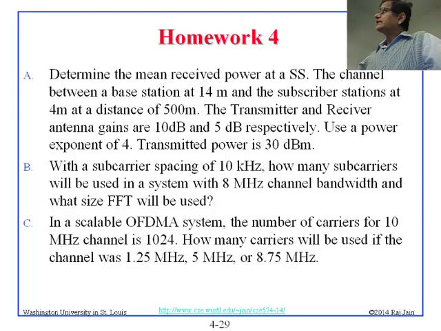Okay. This one is an OFDM problem. With a subcarrier spacing of 10 kilohertz, and I have kind of rounded it up from 10.94 to 10 kilohertz, how many subcarriers will be used if you have an 8 megahertz channel? All right. And what size of FFT will be used? So FFTs do not come in every size. FFTs come in powers of 2. So you have 64, 128, then generally 256, 1024, things like that, right? So if you need 900, you go to 1024.